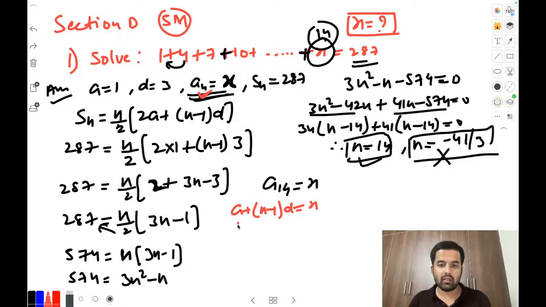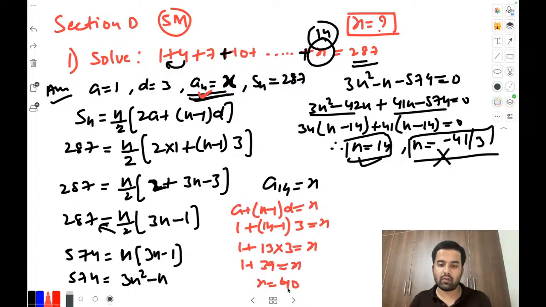Put in the value of A. A is 1. N is 14 minus 1. D, the gap, is what? 3. Okay. Equal to X as it is. Here 1 plus 13 into 3 equal to X, and 1 plus 39 equal to X. X becomes what? 40. That is the answer.